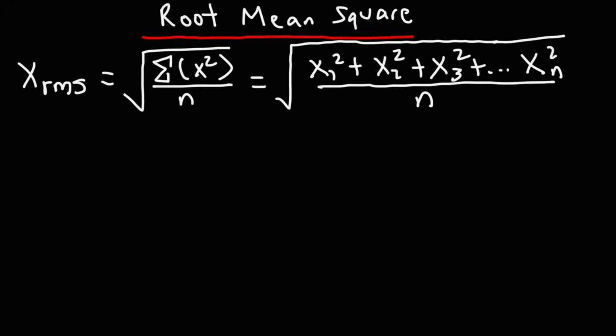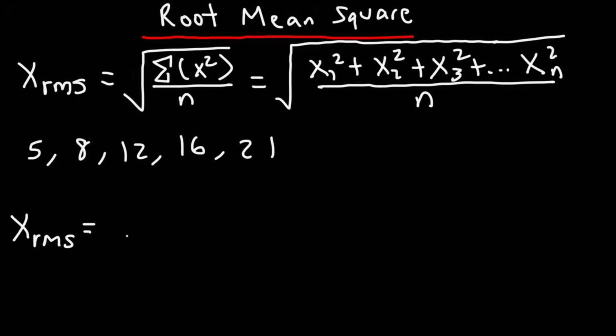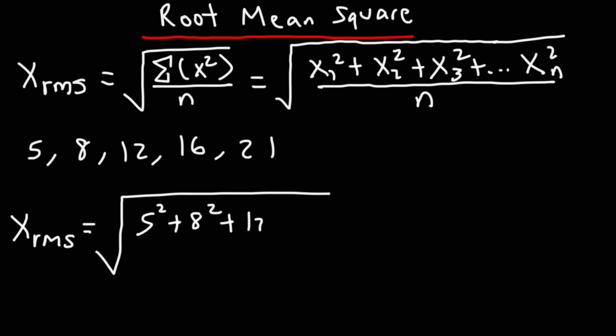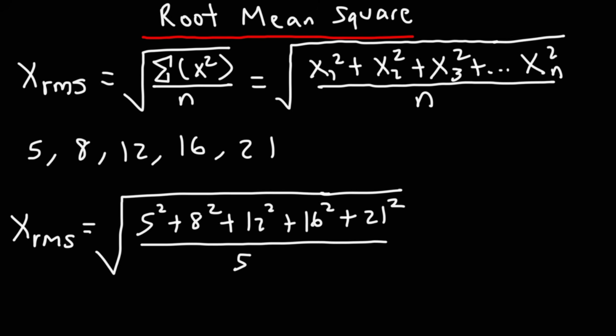divided by n. So let's say we have 5 numbers, 5, 8, 12, 16, 21. And we want to find the root mean square of this data set. So it's going to be 5 squared plus 8 squared plus 12 squared plus 16 squared plus 21 squared, all divided by n, which n is 5.